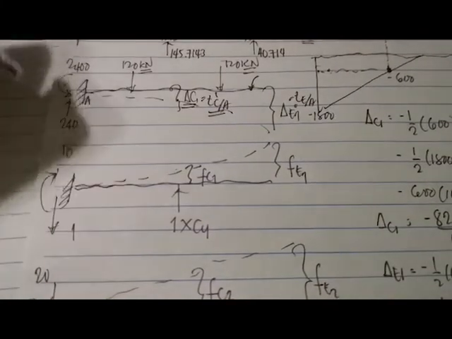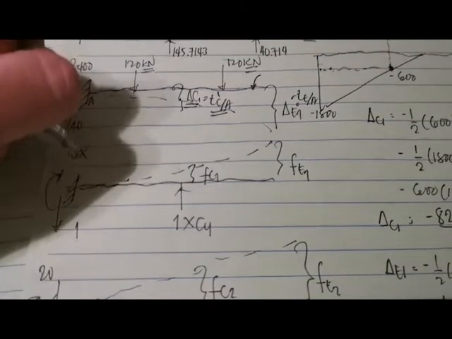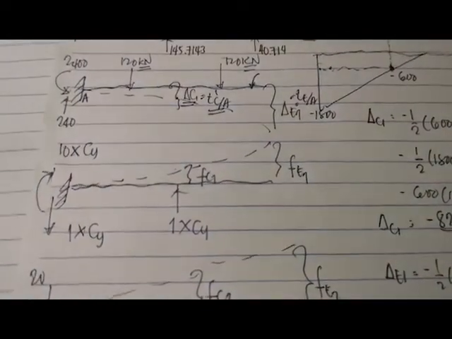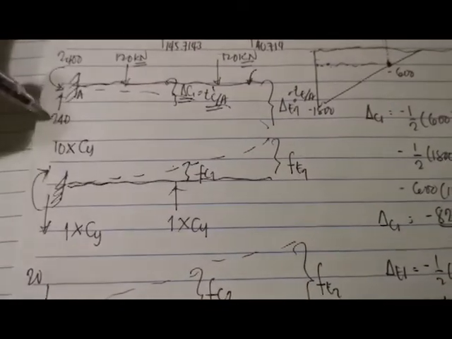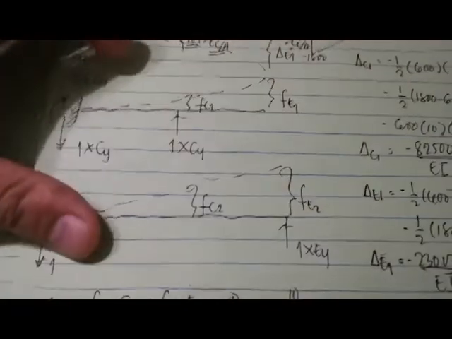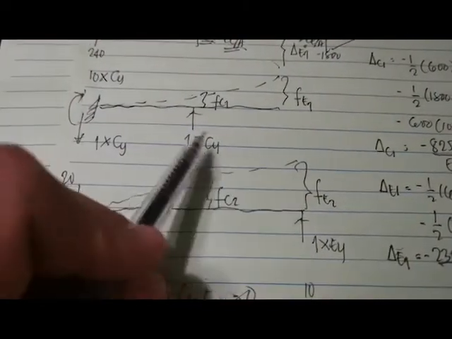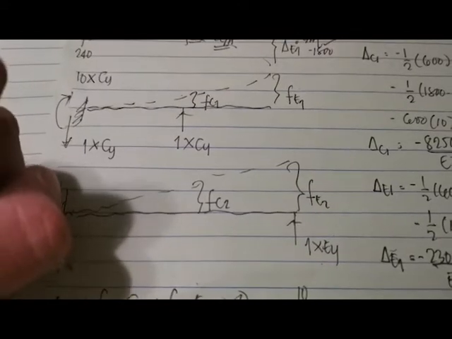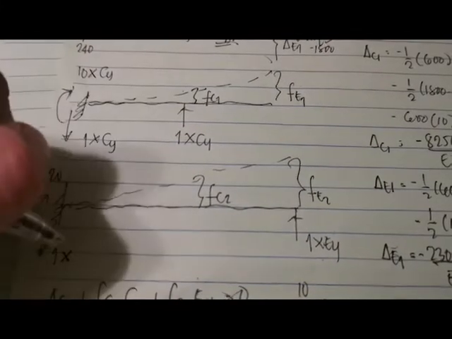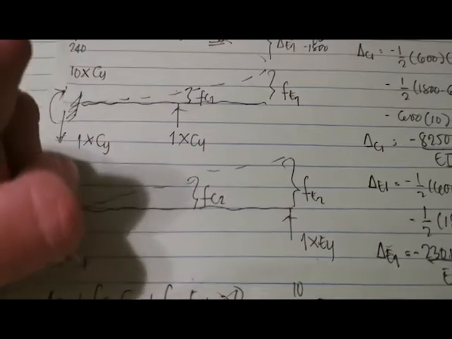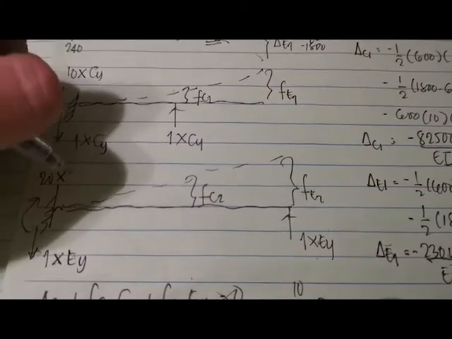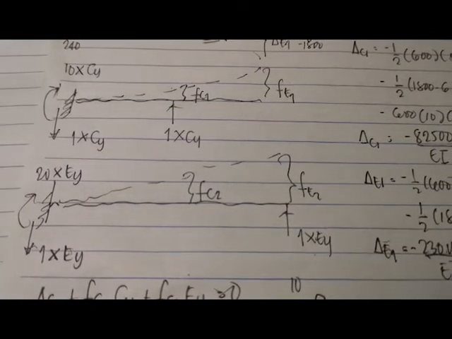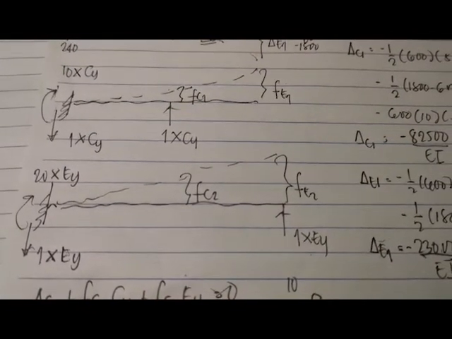So what I'm going to do is just multiply this by CY, then just multiply this by CY. And then next, when I remove the CY and put the EY, these will be your reactions. And we're just going to multiply this by EY, and then multiply this by EY.